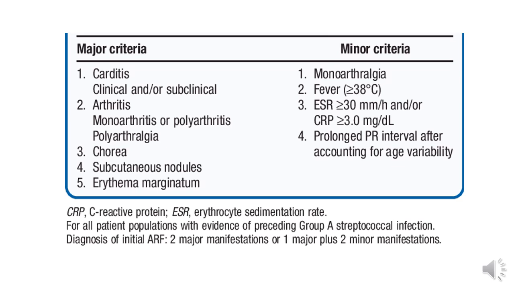Again, this is a table showing the major criteria for the revised Jones criteria: carditis, whether clinical or subclinical, arthritis, monoarthritis or polyarthritis, chorea, subcutaneous nodules, which are not present in adults, erythema marginatum, and the minor criteria: arthralgia, fever, ESR more than or equal to 30 millimeters per hour, or elevated CRP, and a prolonged PR interval after accounting for age variability.